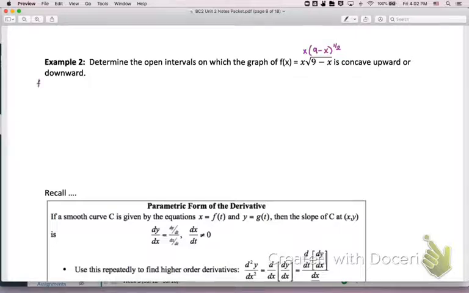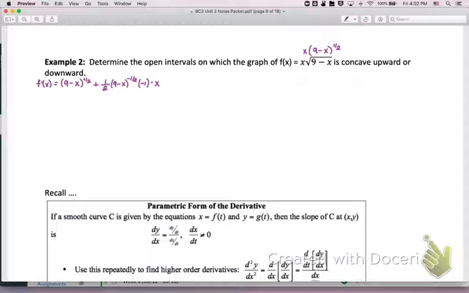kind of small. So the first derivative, f prime of x, is going to be the derivative of x, which is 1, times g left alone, 9 minus x to the 1/2, plus the derivative of g, which is going to be 1/2 times 9 minus x to the negative 1/2 power, times the derivative of the inside, which is negative 1, and then times f left alone, which was x.